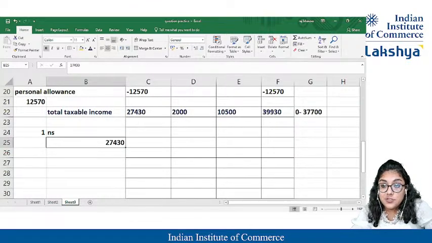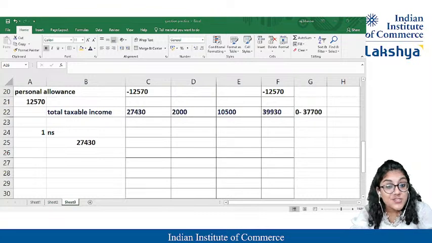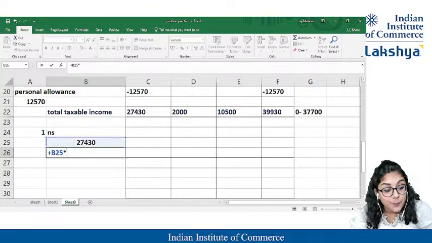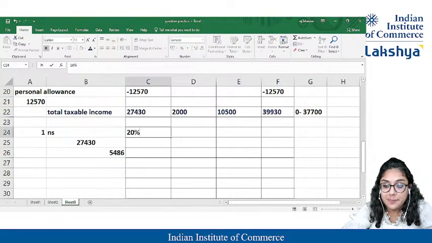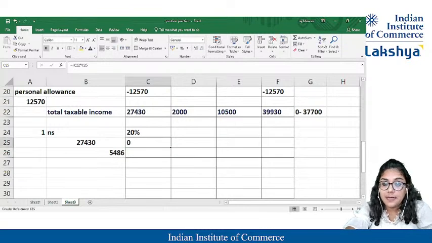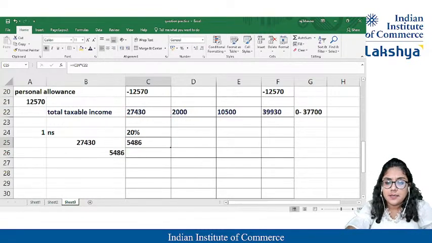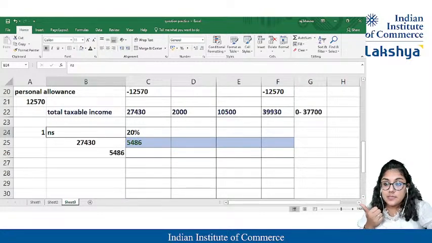Please bifurcate it and show how much tax you are going to pay. In the first band, we have to pay 20% on that. So on this, I am going to pay 20% tax, and my tax amount becomes 5,486. Is it clear? This is my total tax liability, which I will highlight with color so it is visible clearly. That is the non-savings part, we did it.